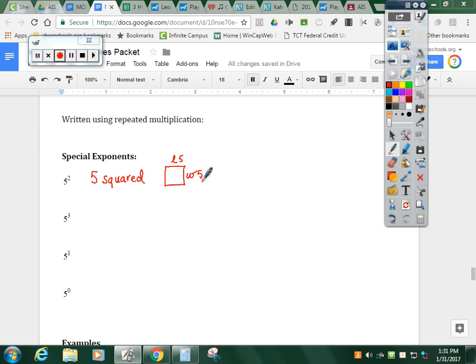Because if you were going to find the area of that square, you would do 5 times 5 or length times width. Okay, so it's 5 squared or 5 to the second power. And 5 times 5 or 5 squared has a value of 25. Okay. 5 to the third power, squared, 2-dimensional, 3-dimensional, that is a cube. Okay, so that is read as 5 cubed.